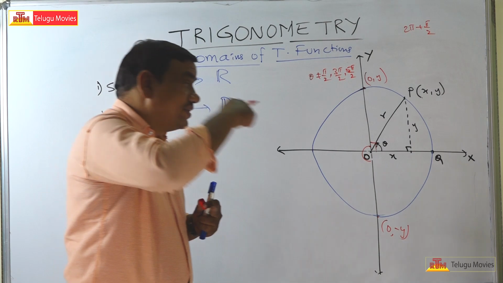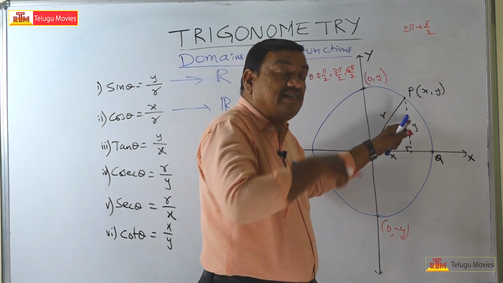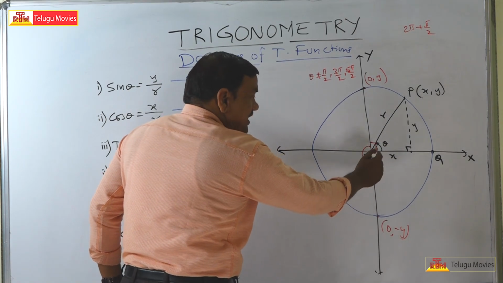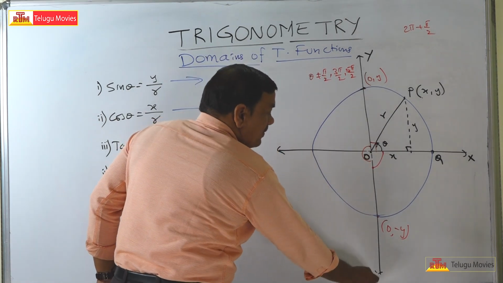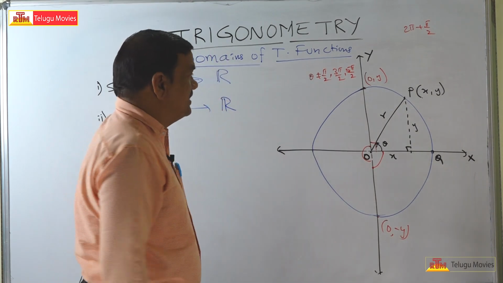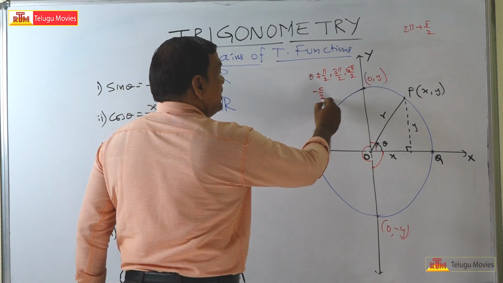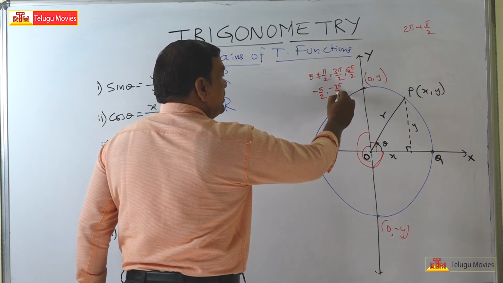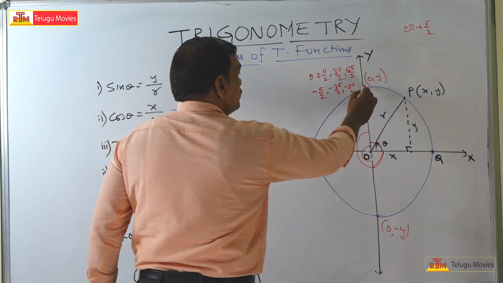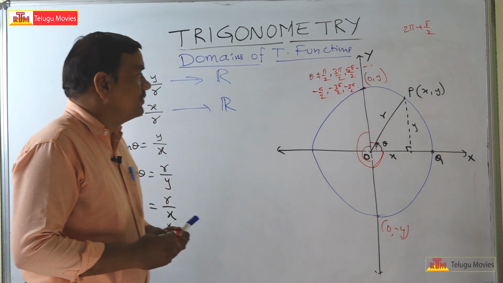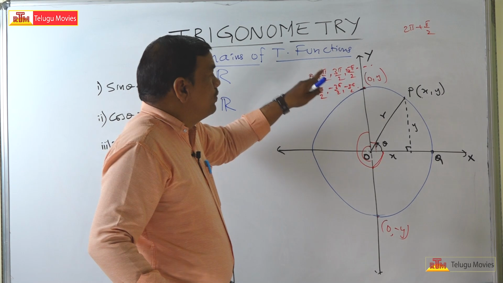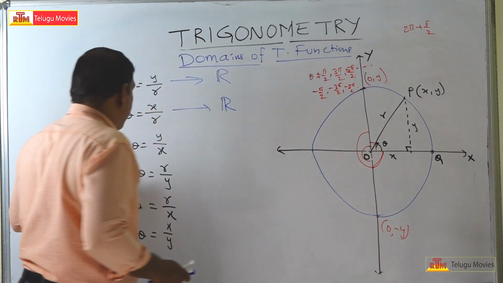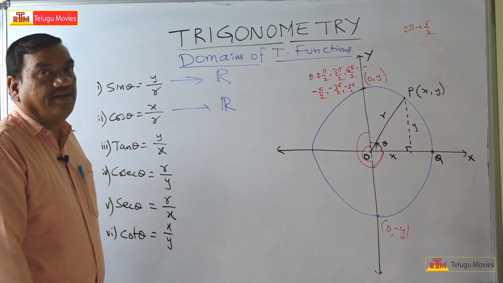At the same time, if the terminal side rotates in a clockwise direction, it comes here, then it will be on the negative y-axis, that means minus pi by 2. If it comes again here, minus 3 pi by 2, minus 5 pi by 2, and so on. From this, what can you say? For theta equal to pi by 2, 3 pi by 2, 5 pi by 2, tan theta is not defined.